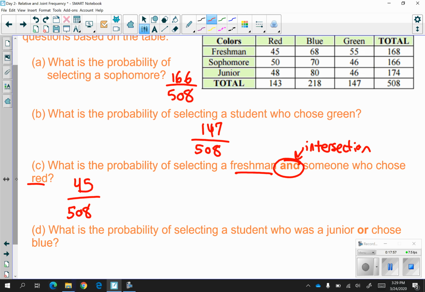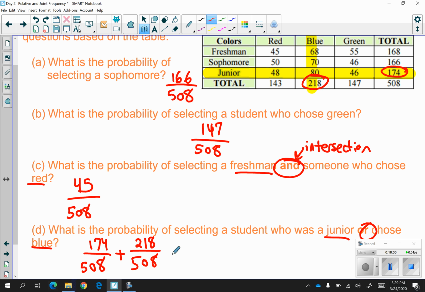And then the last one, the OR probability. So you need to add up each total and subtract the overlap. We have, let's see, juniors, and we have blue. Total number of juniors is 174 over 508. Total number of blue is 218 over 508. Their overlap is 80 over 508, which means you're going to get 312 people out of the 508.